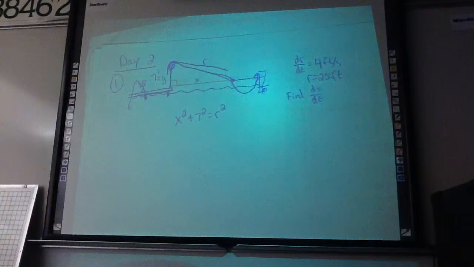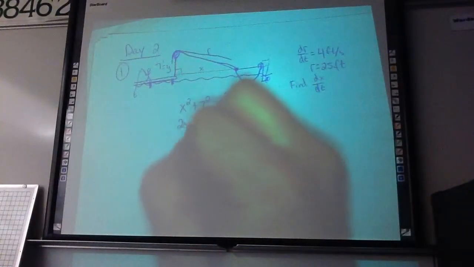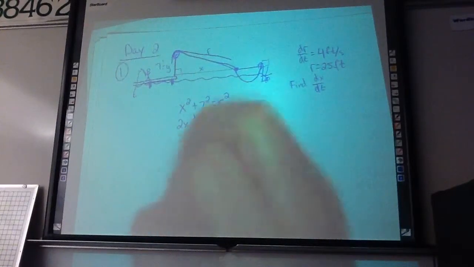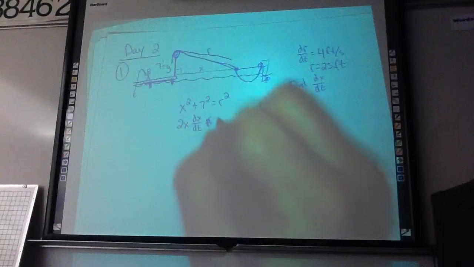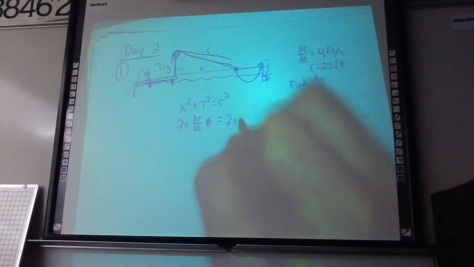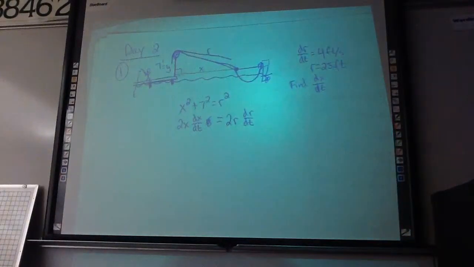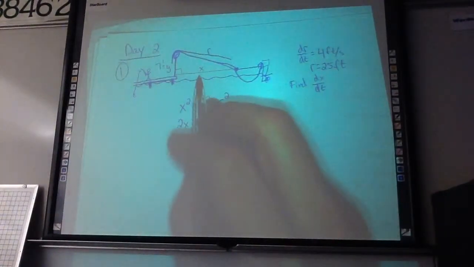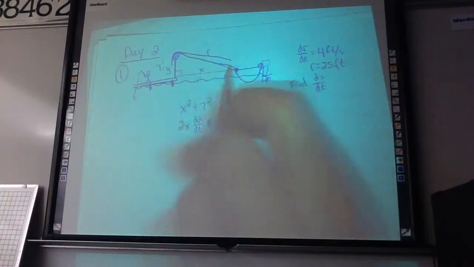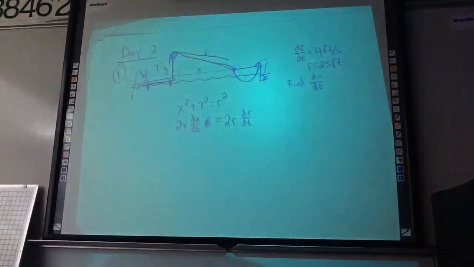And then the derivative: 2x dx/dt plus zero, so I don't even need that, equals 2R dr/dt. Now notice we have an x in this. We need to know what x is. Well, we know R is 25 at this instant and y is 7, so can't we figure out what x is?